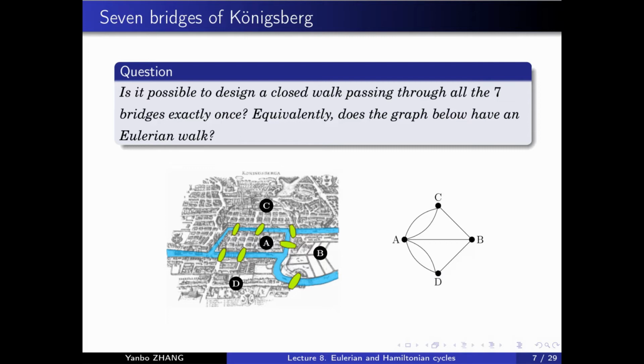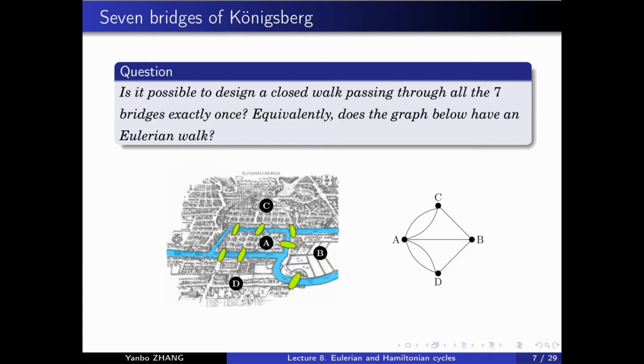We look for some necessary and sufficient conditions of an Eulerian tour or an Eulerian trio. This problem began from the 7 bridges of Königsberg. The 7 bridges of Königsberg problem is actually the beginning of graph theory. This map is part of the city Königsberg, which is now called Kaliningrad. It's to the north of Poland.